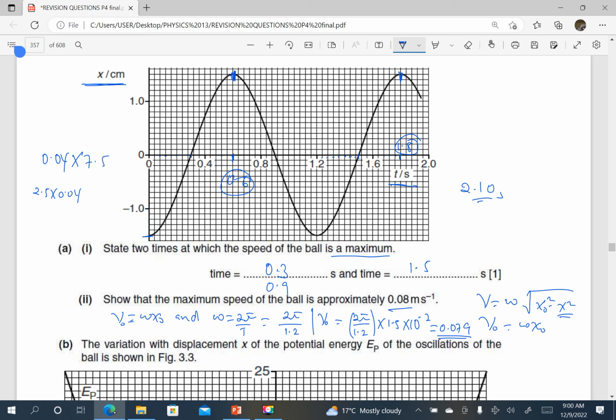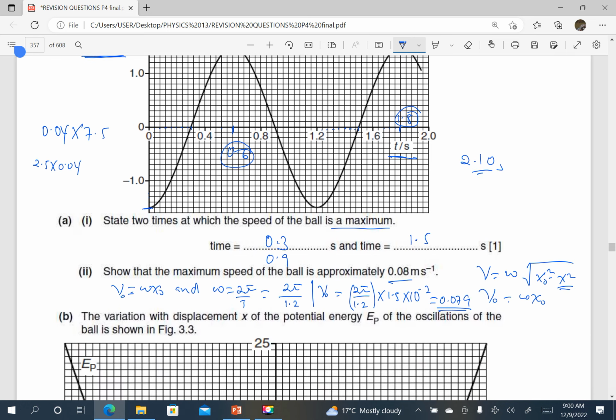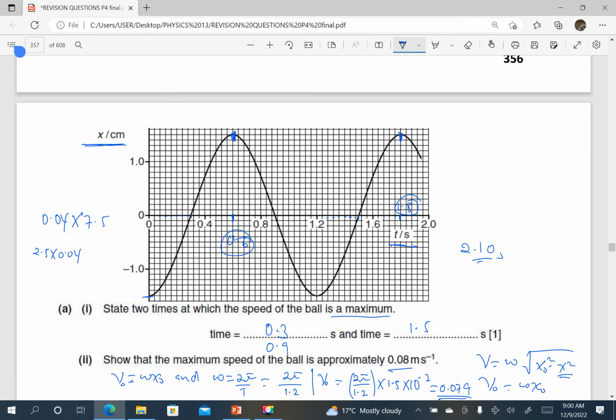Another method would be to find the gradient at the point where the graph crosses the x-axis. That can be your assignment. You just try to draw a tangent at one of these points where the graph crosses the x-axis. You draw a tangent and you try to find the gradient of that tangent. Imagine you draw a tangent here and you try to find the gradient of that tangent.